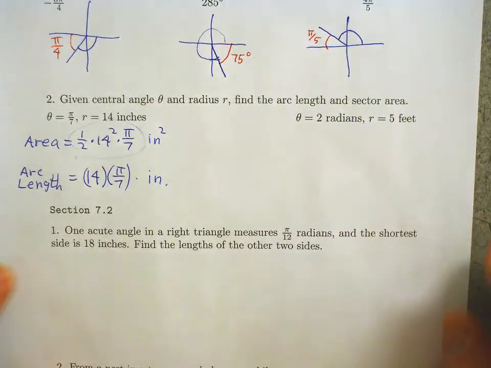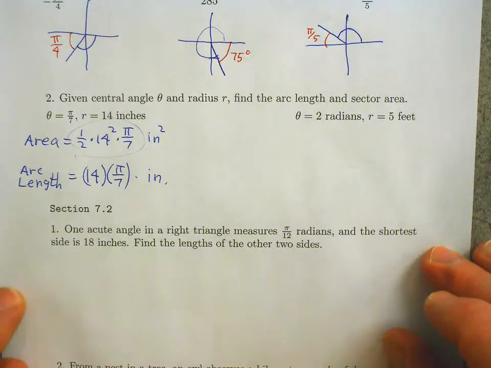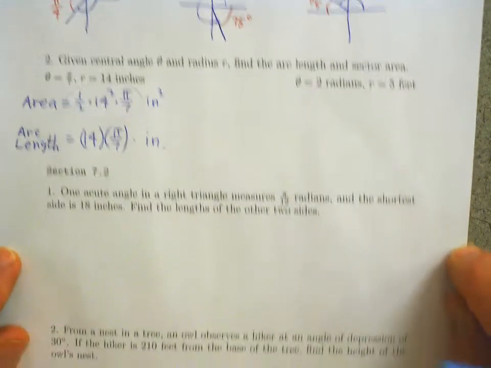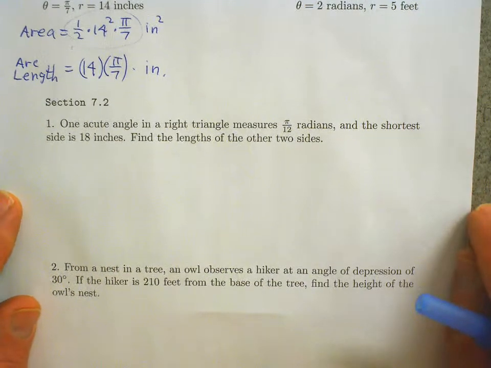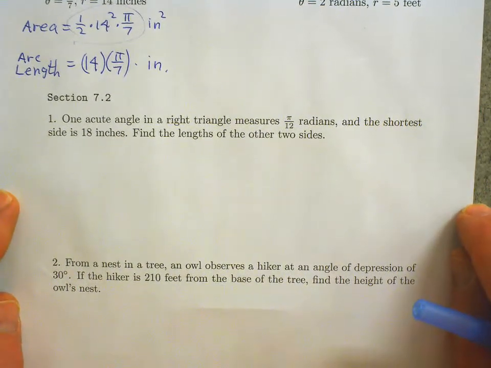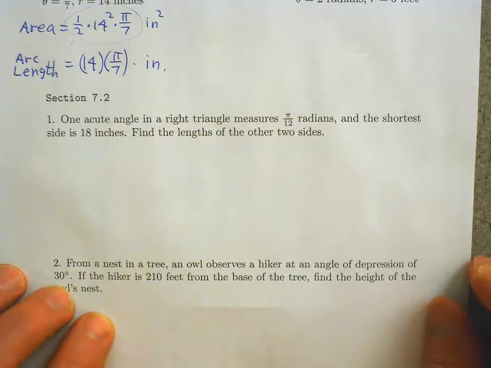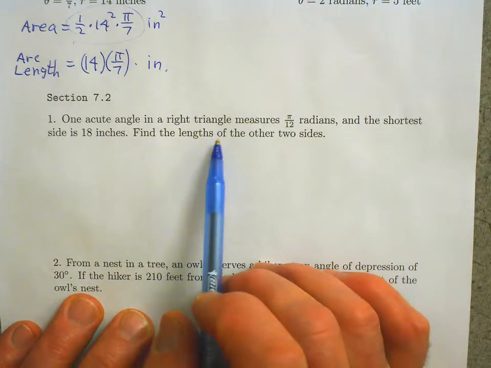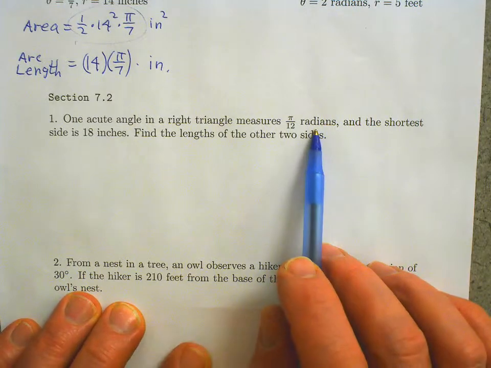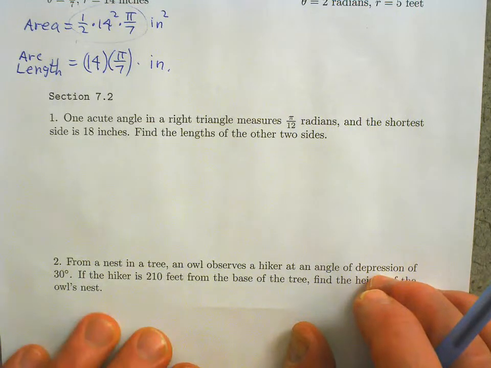So we're down to less than 5 minutes. You can do the other one, just using the same formulas for arc length and area, sector area. Let's see. I guess we can do this one. One acute angle in a right triangle measures pi over 12 radians, and the shortest side is 18 inches. Find the length of the other two sides.